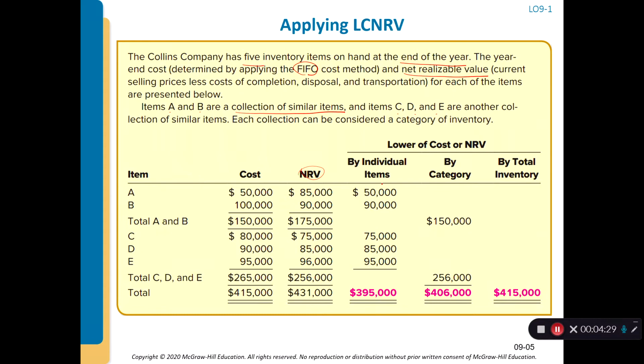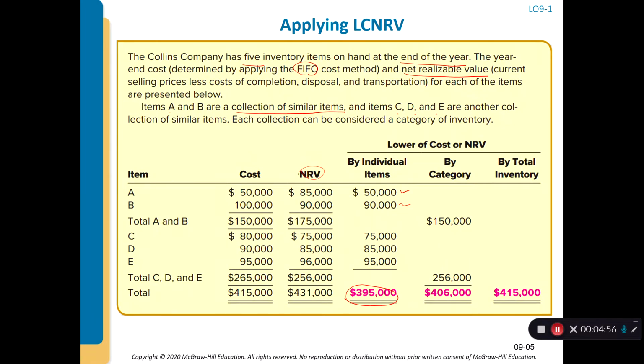Then they individually compare which one is lower. For A, cost is lower, hence the lower of cost or NRV picks the cost. For B, NRV is lower, hence the lower of cost or NRV picks the NRV. And so on and so forth. The 5 items' lower of cost or NRV added up together is $395,000.